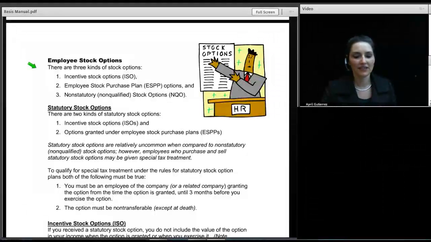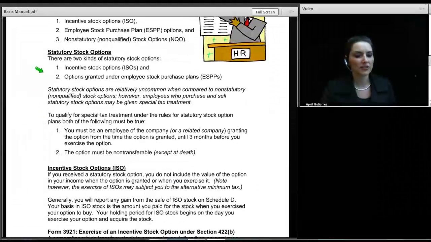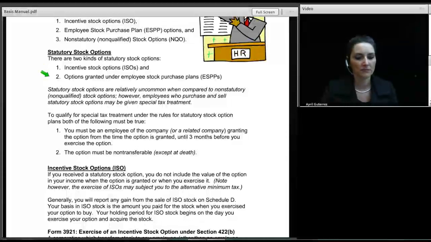There are three kinds of stock options: incentive stock options, or ISOs, employee stock purchase plans, or ESPPs, and non-statutory, non-qualified stock options called NQOs. Within the statutory stock option category, there are two kinds: incentive stock options and options granted under employee stock purchase plans. Statutory stock options are relatively uncommon, and the reason I say that is just my experience.